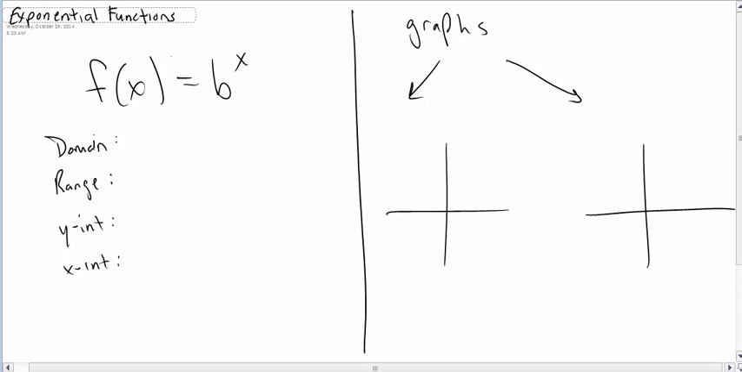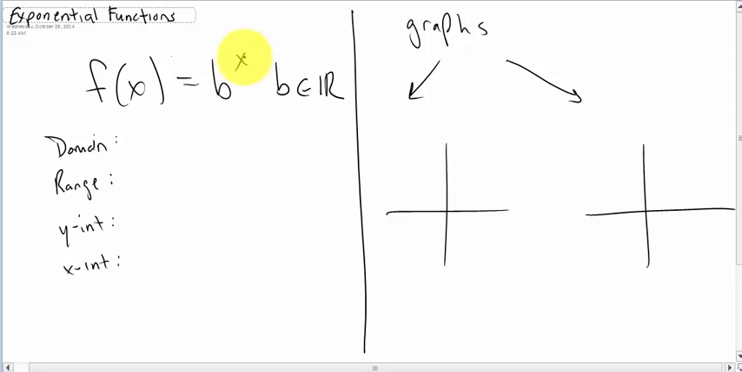So we're going to start out looking at exponential functions. An exponential function is something of the type f of x equals b to the x. b is a real number, and x is the variable. That's our independent variable, and it's in the exponent of this function. That's how we know it's an exponential type function.